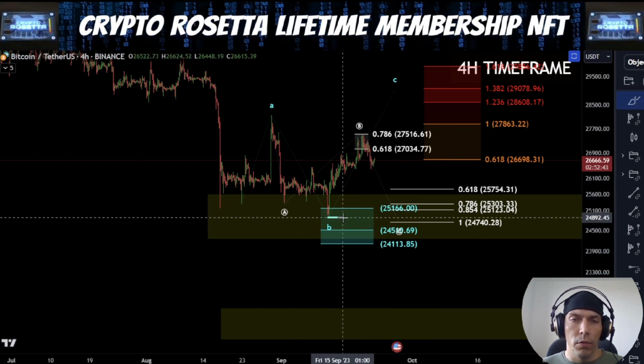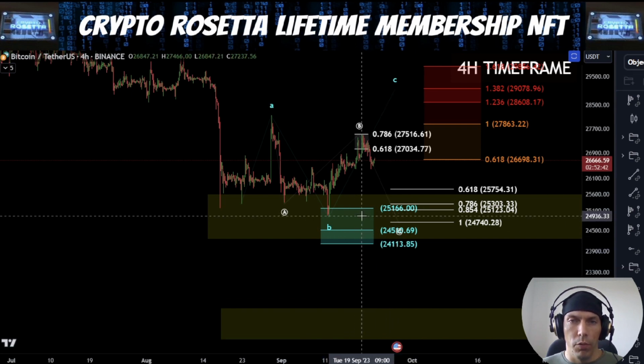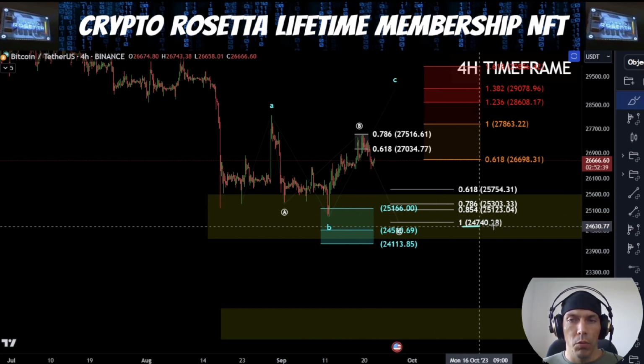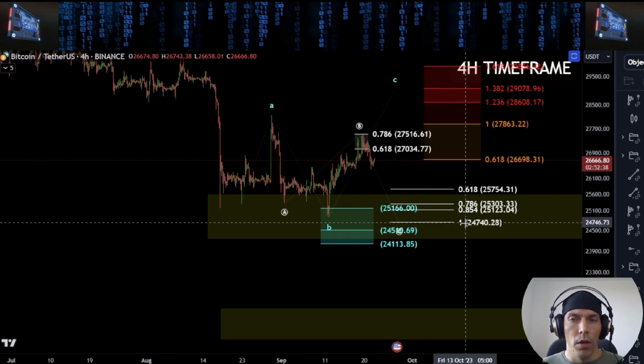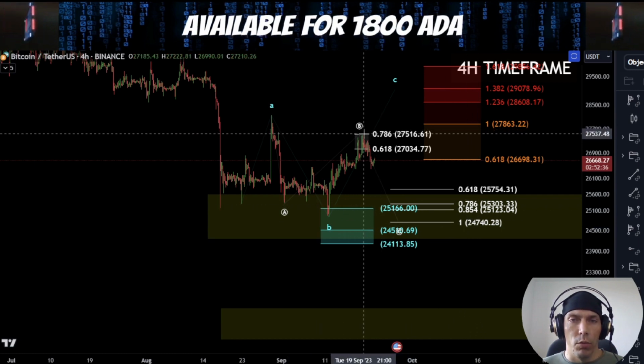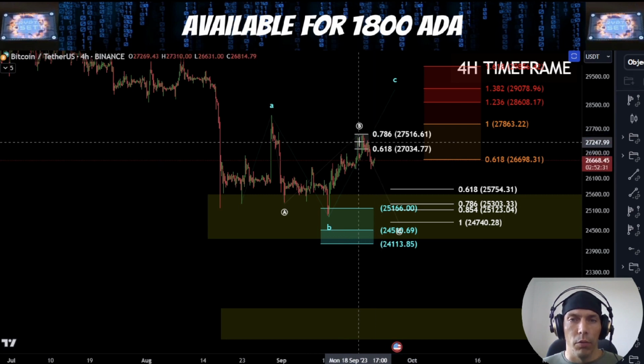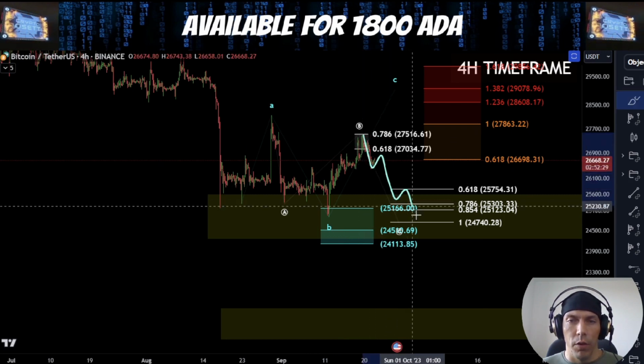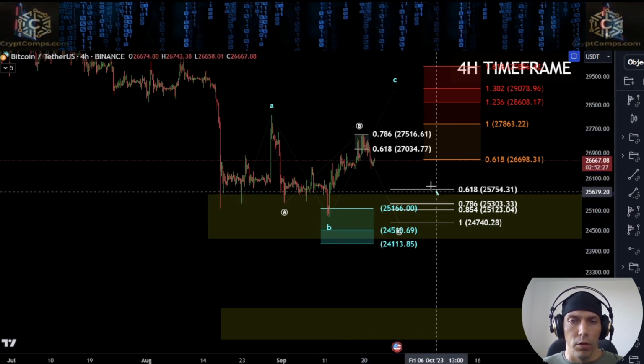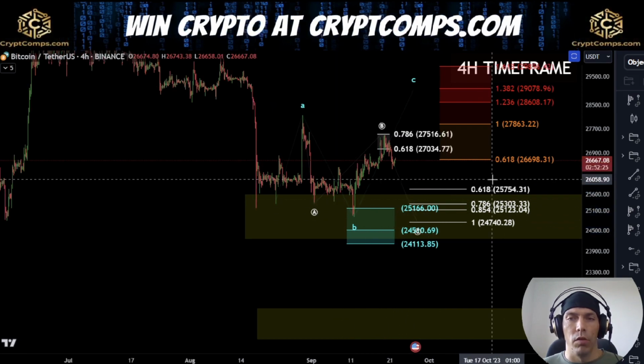Now, I would be looking out for a potential sweep of this low if we do see something like this play out, where we'd be looking for towards this 24,740 as our one-to-one. So what we'd be expecting is to actually maintain this high here if we're looking for this option, and then seeing a 5-wave structure developing to the downside, looking to push us down into some of these lower levels.